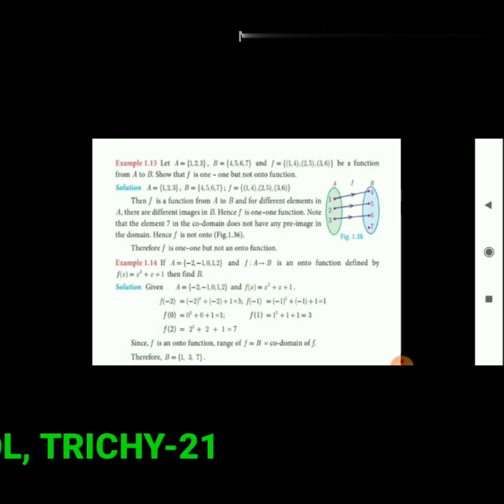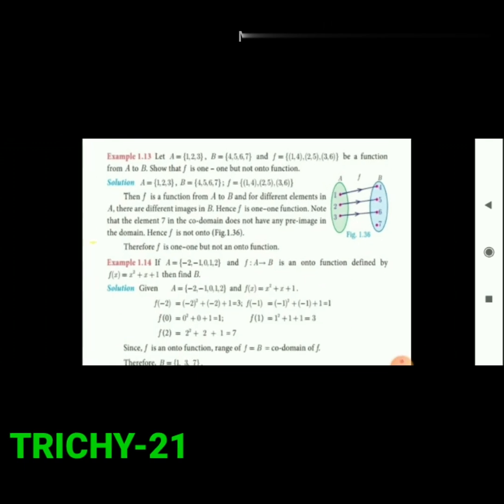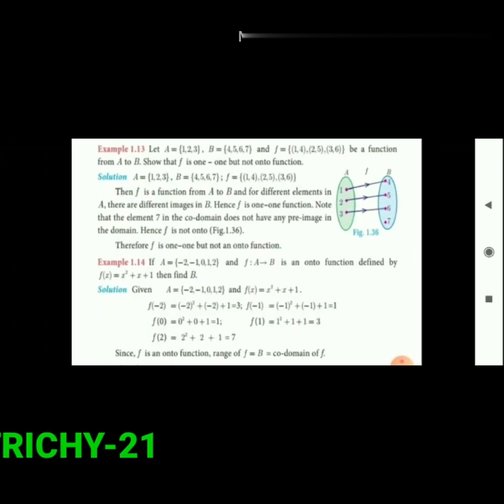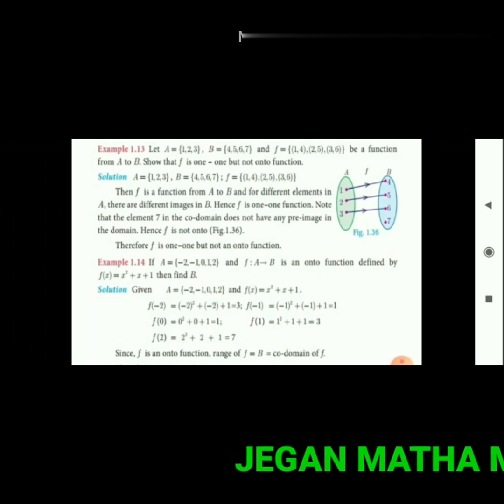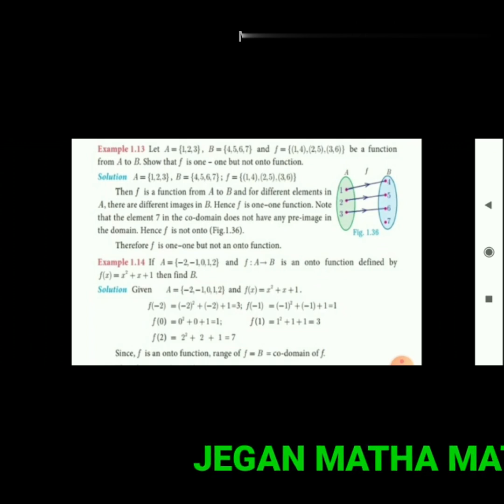In another example, let A contain 1, 2, 3. Set B has 4 elements, that is 4, 5, 6, 7. The given function f = {(1, 4), (2, 5), (3, 6)} is a function from A to B. Show that f is 1 to 1 but not onto. Then f is a function from A to B, and for different elements in A there are different images in B. So f is a 1 to 1 function. But the element 7 in the codomain does not have any pre-image in the domain. So f is not onto. Therefore f is a 1 to 1 function but not an onto function.